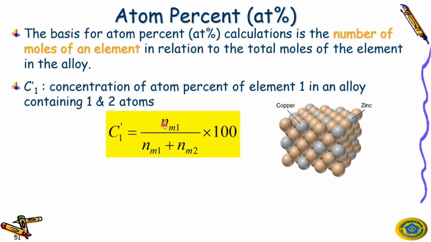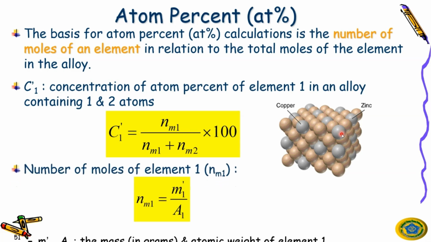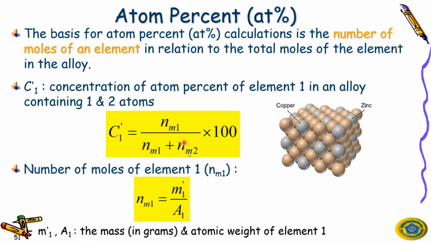the mole of M1, I'm sorry, this is N1, it's not M1. N1, the number of copper atoms divided by the number of copper plus the number of zinc atoms. Once you want the mole, it will be the mass divided by atomic weight. So this is what we call the conversion factor, right?